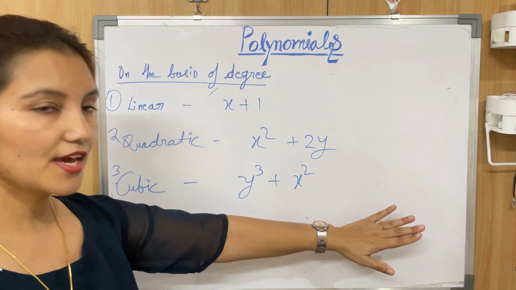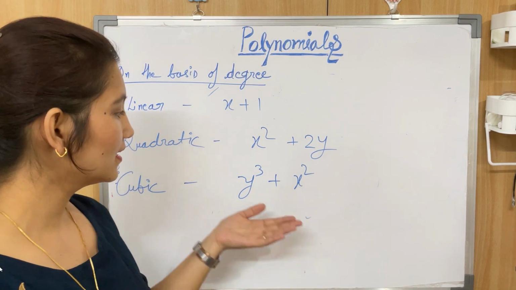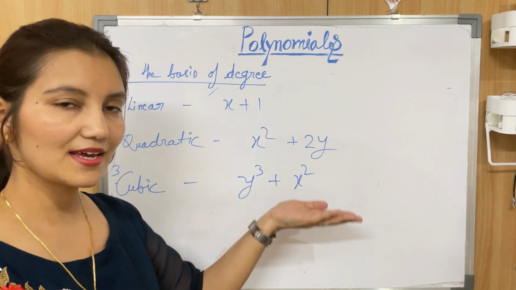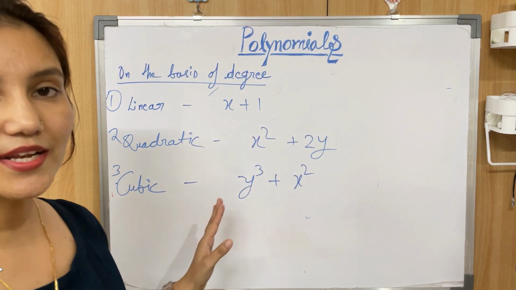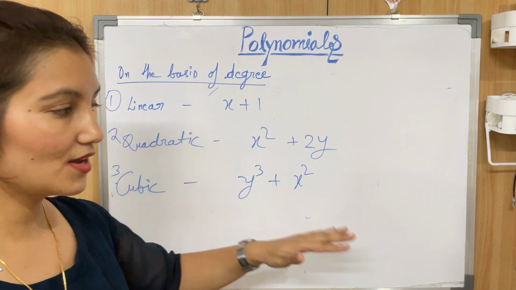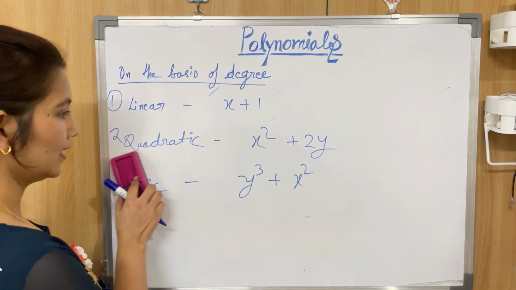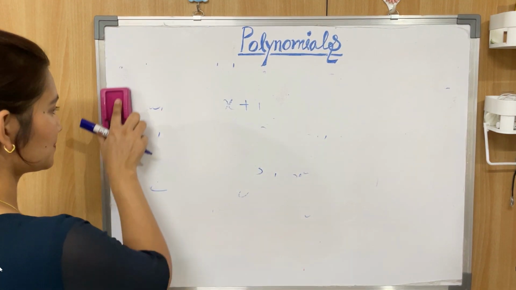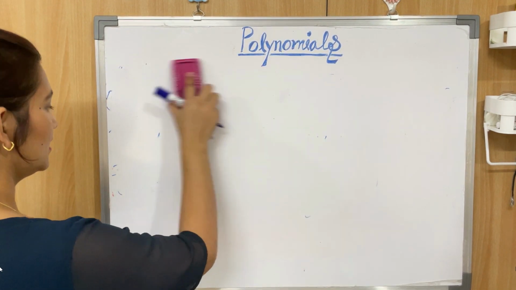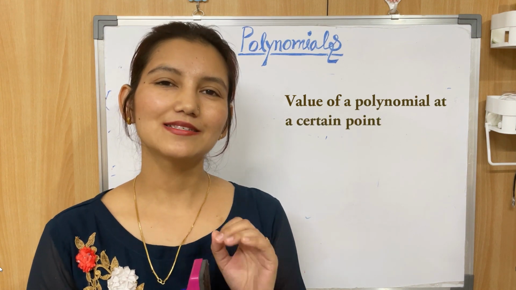Clear? Okay, so if the degree is 4, it would be a biquadratic polynomial. So this way we can keep naming them, but we don't, because these are the frequently used polynomials. That's why we have given them some name, right? Okay, so the types of polynomials is done. Now we'll move further to see the value of a polynomial at a certain point.